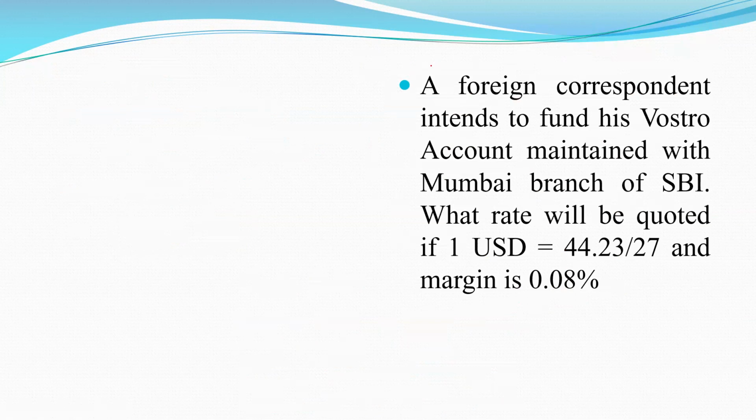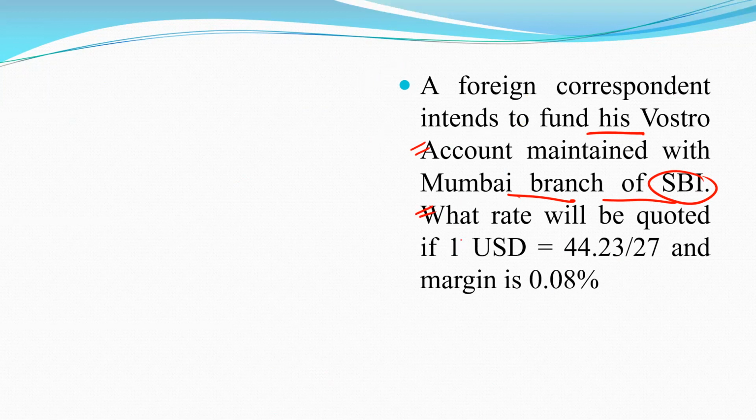Third one: a foreign correspondent intends to fund his Vostro account maintained with the Mumbai branch of SBI. Basically, a Vostro account means any foreign bank maintains its account in India, where a foreigner wants to put some money in the Indian account.